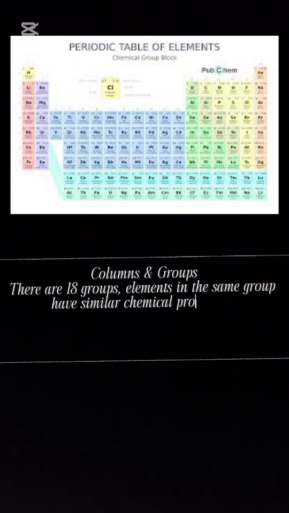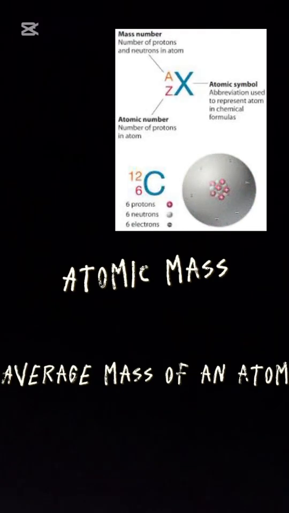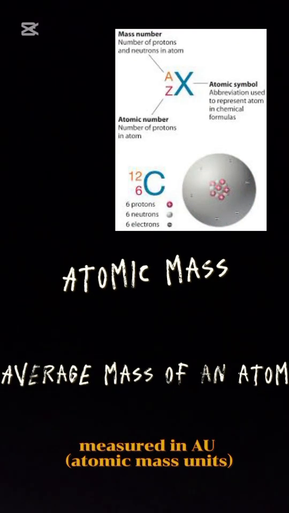Columns and groups. There are 18 groups. Elements in the same group have similar chemical properties because they have the same number of valence electrons. Element categories are metals, nonmetals, and metalloids. Atomic mass is the average mass of an atom measured in AMU, atomic mass units.